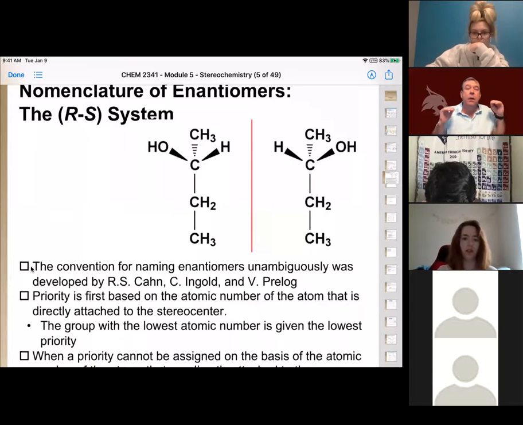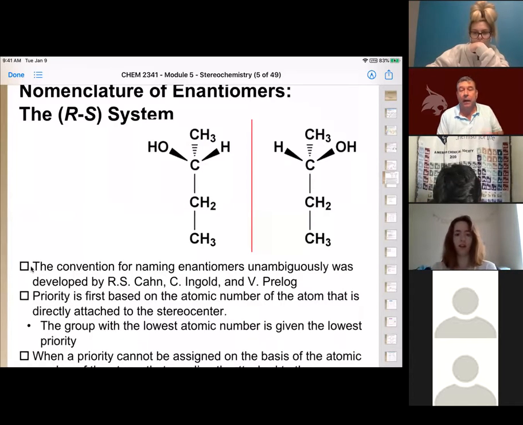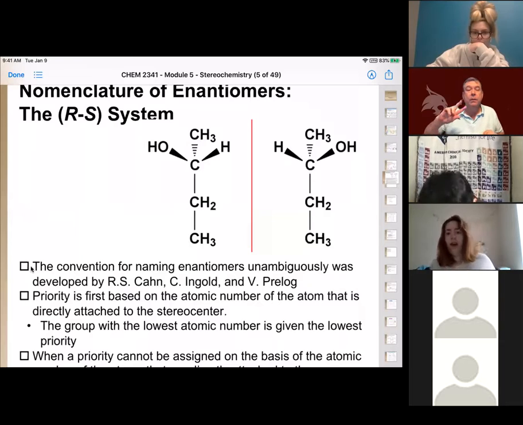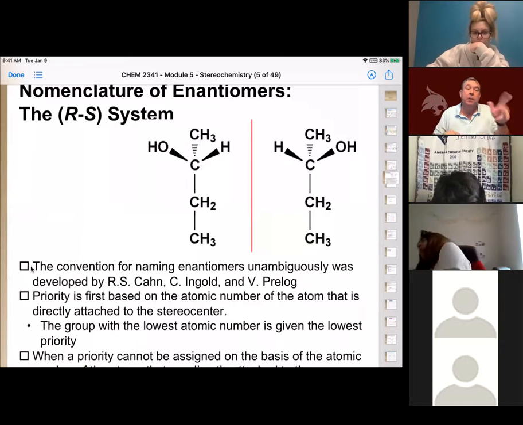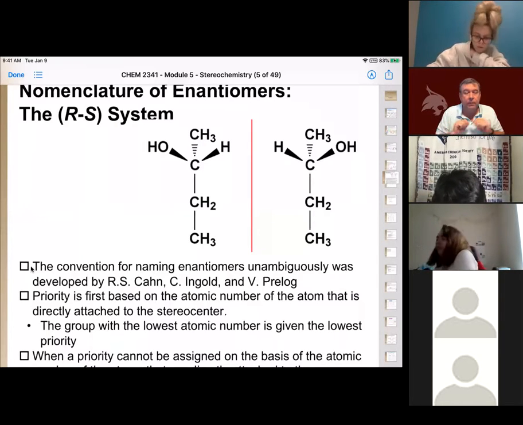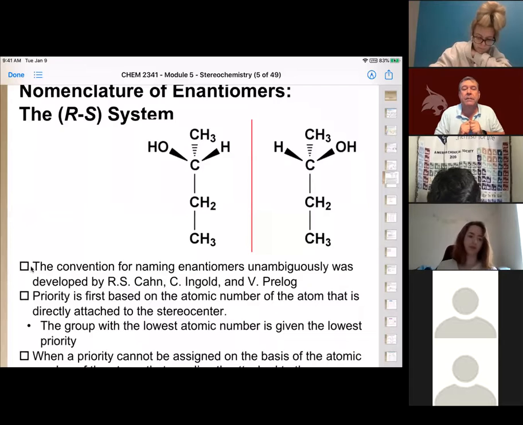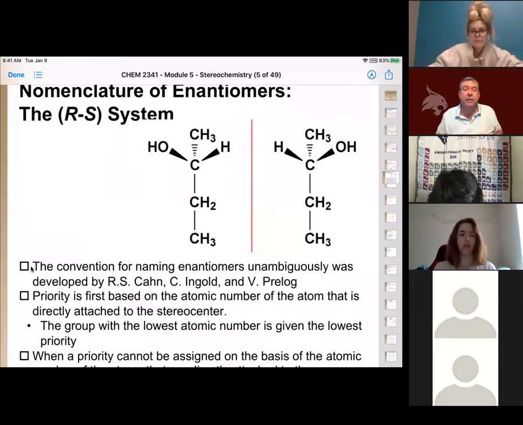Our nomenclature system for this pair of enantiomers is what we call the R and S system. One is going to be what we call rectus, and one is going to be what we call sinister. So one is going to be right, and one is going to be left. And so we have to decide how to assign R and S. We have a way of doing this, and we call it the Cahn-Ingold-Prelog method.